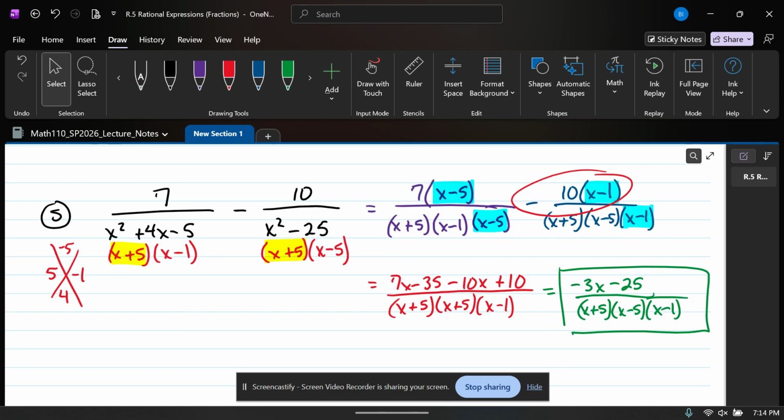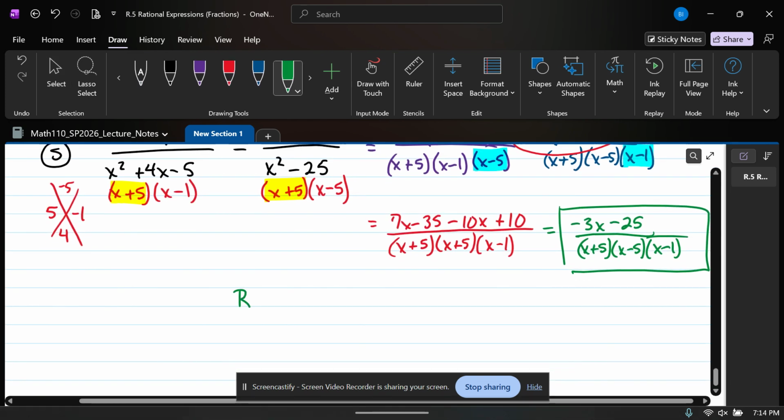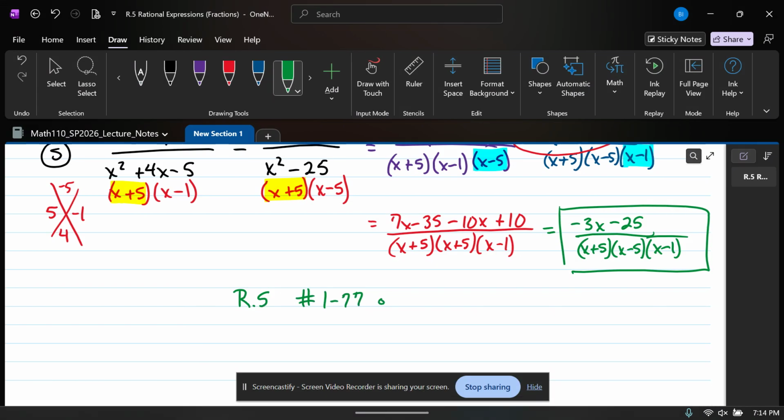Okay. So suggested problems, if you're using the textbook, in R5, 1 through 77, the odds would be a good place to do a few problems there. Do the ones you need more practice with. I would say addition and subtraction is the one that you need it most with.